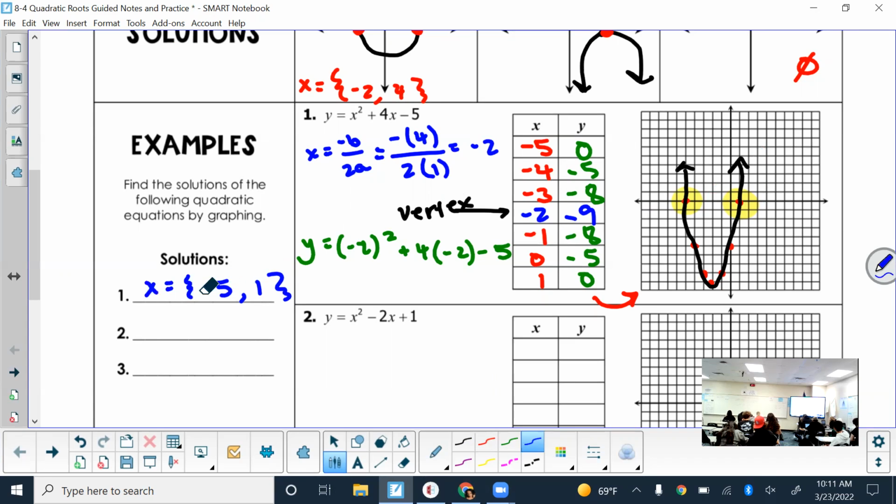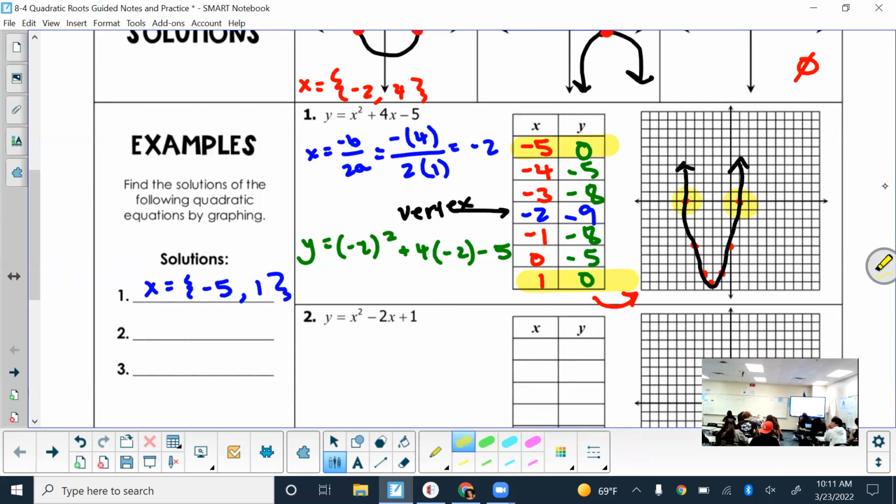So I have 2 in my little set of curly braces. You can see that from your graph. You can also see it from your table. Because if you remember, like y-intercepts are when x is 0, while x-intercepts are when y is 0. So anytime y is 0, those are your x-intercepts. Questions about that?